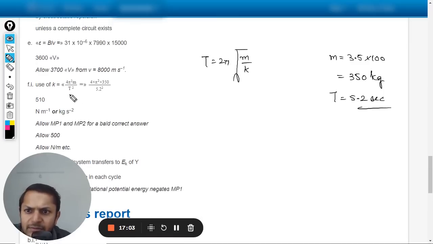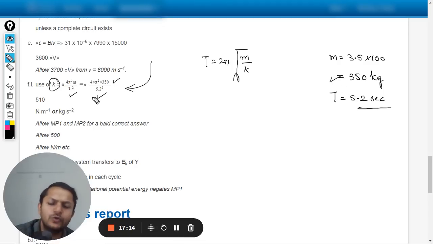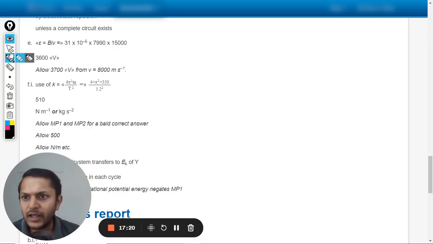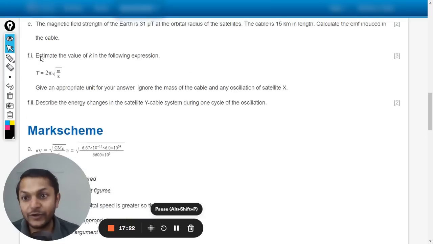Yes, they are doing the same thing. So they have first just isolated the value of k from this expression. They created a new expression. They substituted the values here, 350 kg, and the time taken is 5.2 clearly. So we would be getting the same answer, and that is 510 Newton per meter. And so now we are going for the last question.